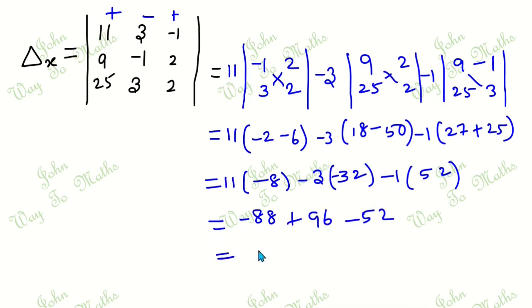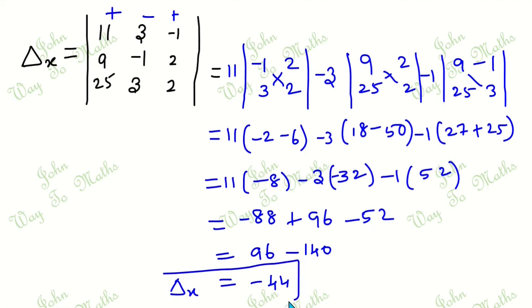So which is equal to 96 minus 88 minus 52 becomes minus 140. So here 96 minus 140 becomes minus 44, is the del x value. So next I am going to find del y.